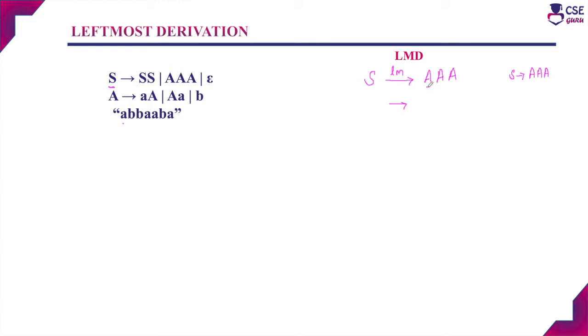Choose the leftmost non-terminal A and apply the production rule. If you are checking the input string, it starts with a. So we will apply the production rule A derives a. Next, choose the leftmost non-terminal and apply the production rule. It should start with b, so A derives b. Choose the leftmost non-terminal and we need to get b, so again A derives b.